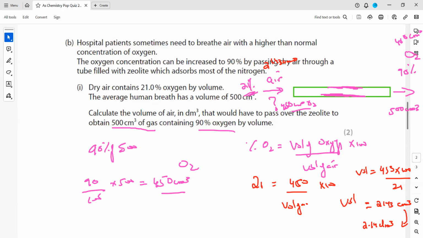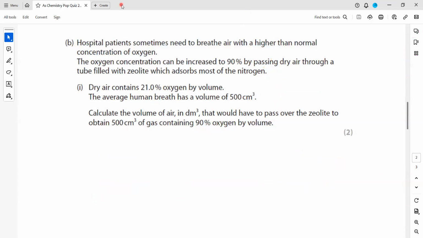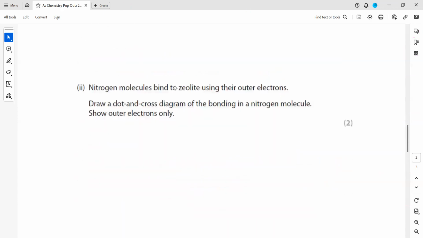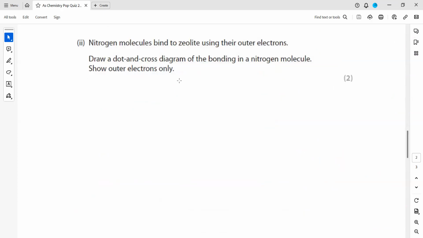The next question. Nitrogen molecules bind to zeolite using their outer electrons. Draw a dot and cross diagram of the bonding in a nitrogen molecule.